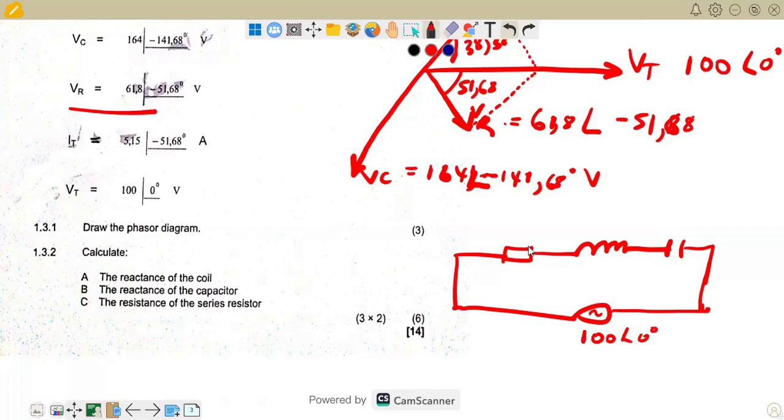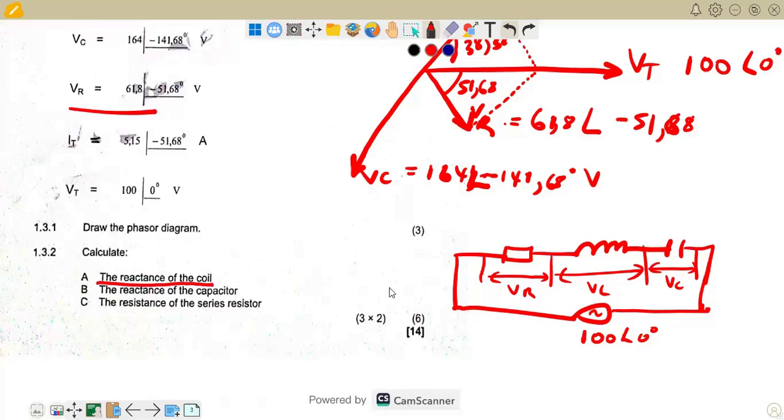There it is. Then, of course, we happen to have VR here, and we have also VL in this case, it's here. And then lastly, we have VC. They are the voltages that we have been given, VR, VL, and VC. Right, those are the voltages we have been given. Of course, I will not label it for the sake of progress and time, but I will quickly go now to calculate the reactance of the coil.